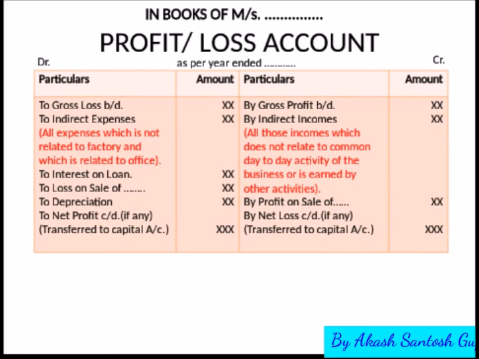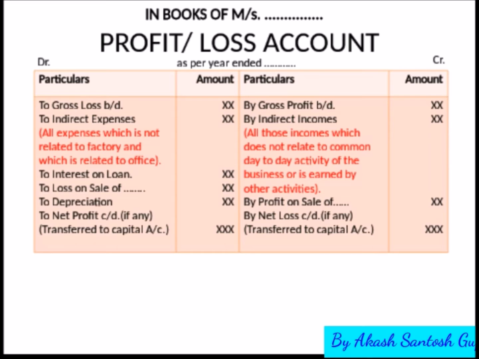Now my friends, let us see the profit and loss account. Here the profit and loss account is the same as the trading account, only here where we used to write trading account, we now write profit and loss account. In the debit record there we used to write all the direct expenses, whereas in the profit and loss account we will write all the indirect expenses. In the credit side we were writing direct incomes in the trading account, whereas in profit and loss we will write indirect incomes.